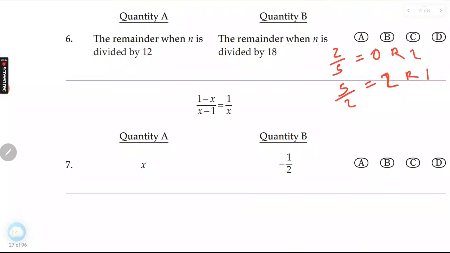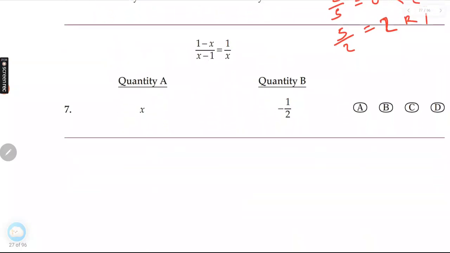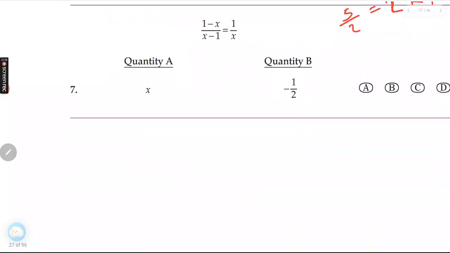Number 7. We're supposed to solve at least 8 questions before we close the session. 1 minus s over s minus 1 equals 1 over s, and minus half. This is a very interesting question, because what is s? Maybe we can start by solving this.